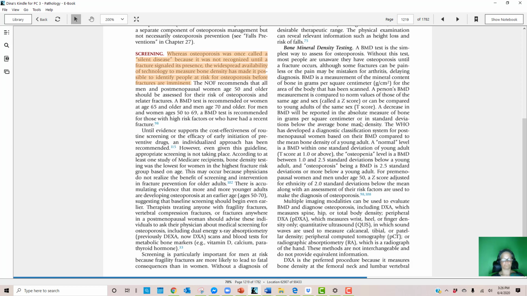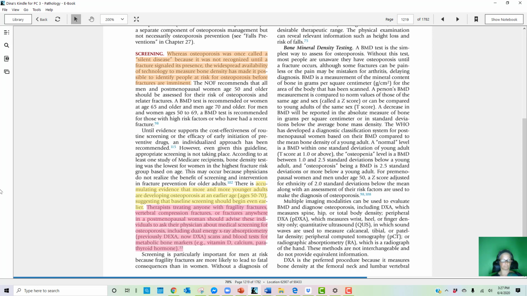There is accumulating evidence that more and more younger adults are developing osteoporosis at an earlier age, ages 50-70, suggesting that baseline screening should begin even earlier. Therapists treating anyone with fragility fractures, vertebral compression fractures, or fractures anywhere in a postmenopausal woman should advise these individuals to ask their physician about medical screening for osteoporosis, including dual energy X-ray absorptiometry, previously DEXA, now DXA, scans and blood tests for metabolic bone markers, for example, vitamin D, calcium, parathyroid hormone.